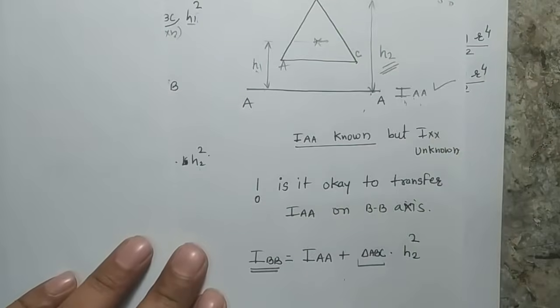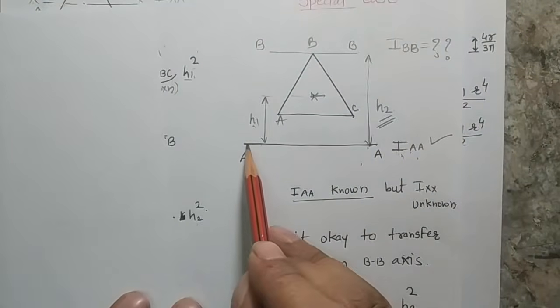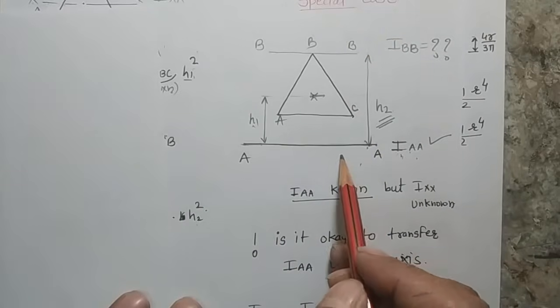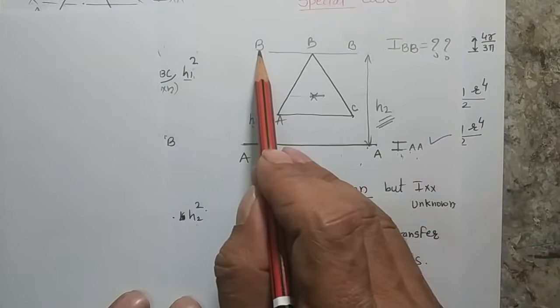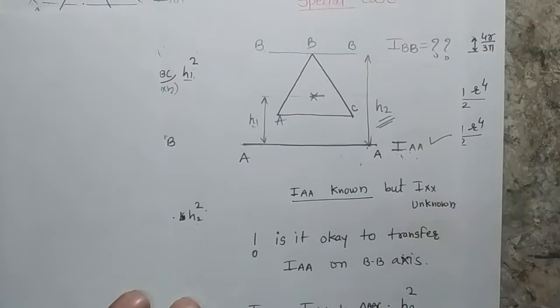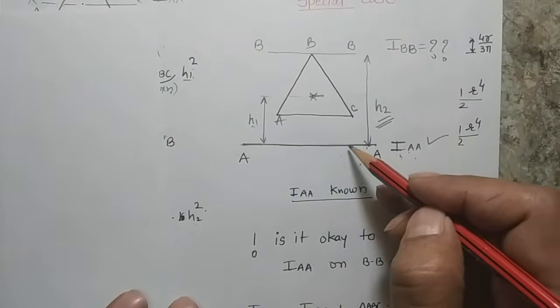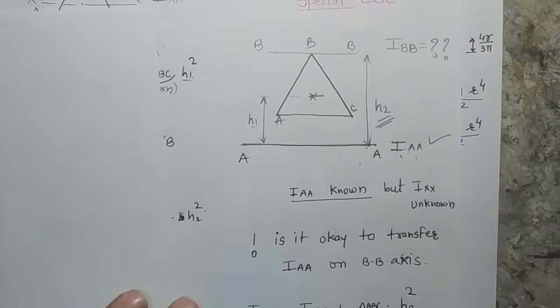Let me explain it again. If I know the moment of area about an axis AA which is not the centroidal axis, and I want to find the moment of area about another axis which is also not a centroidal axis, is it okay for me to just transfer this axis from here to here, or is it not correct?